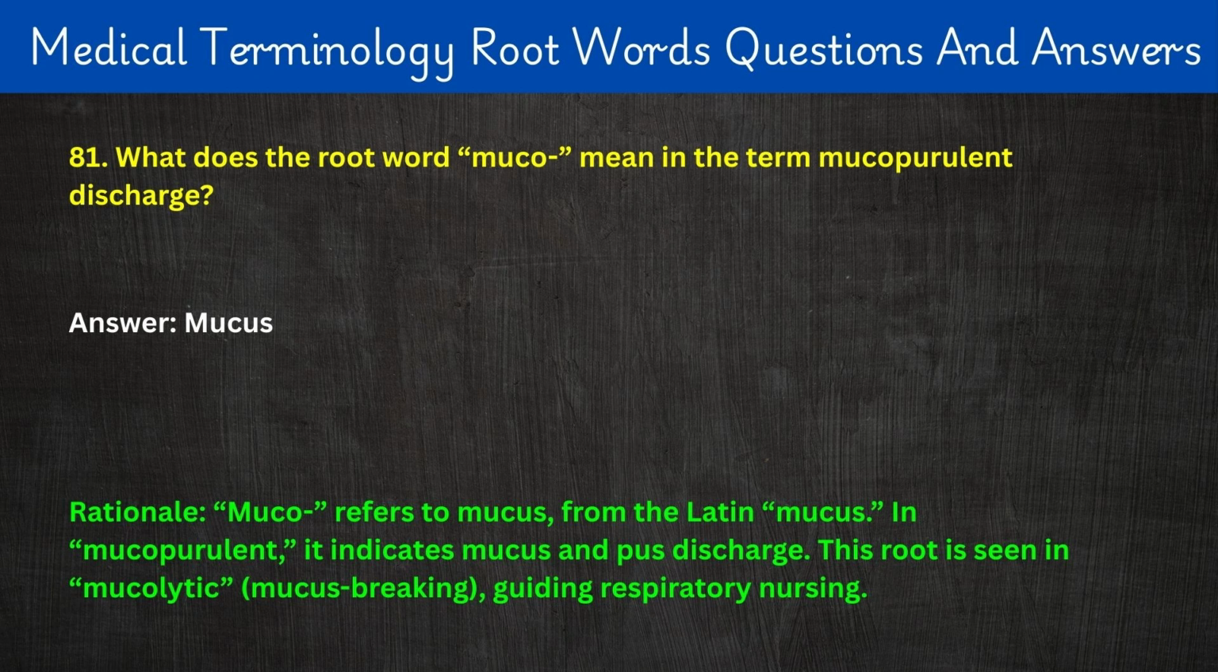81. What does the root word muco- mean in the term mucopurulent discharge? Answer: mucus. Rationale: Muco- refers to mucus, from the Latin mucus. In mucopurulent, it indicates mucus and pus discharge. This root is seen in mucolytic, mucus breaking, guiding respiratory nursing.